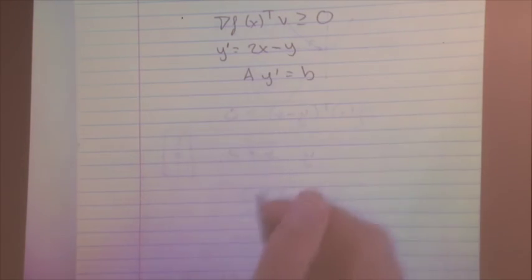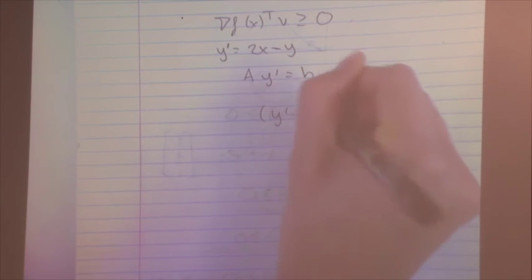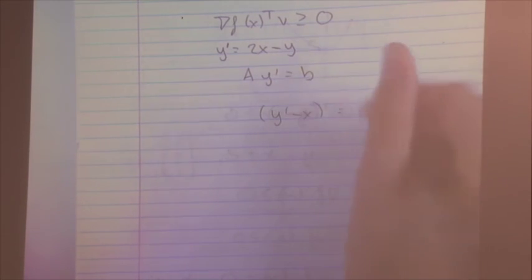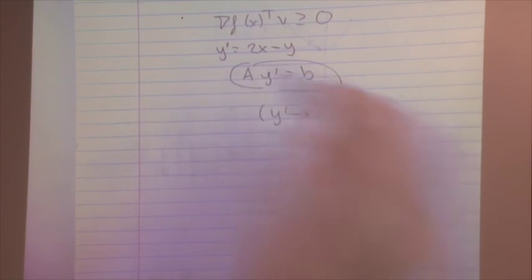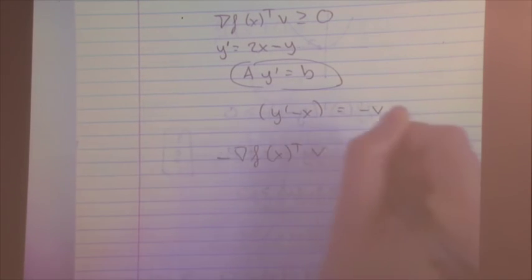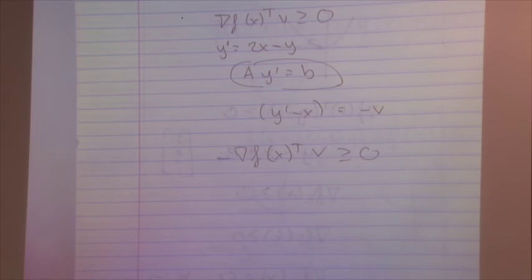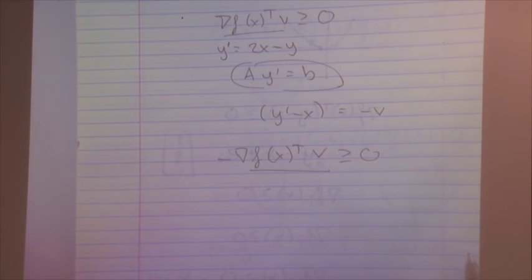So notice that y prime minus x is actually equal to negative v. And because this is still satisfied, we actually have the following: it has to be greater than or equal to 0. So both this quantity and the negative of that quantity have to be greater than or equal to 0.